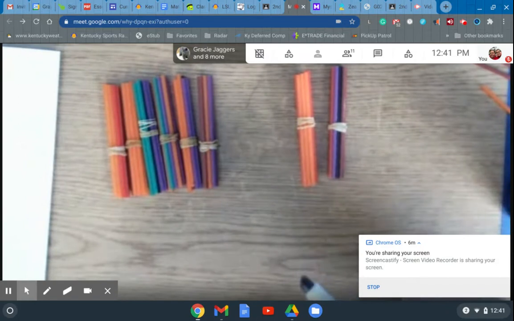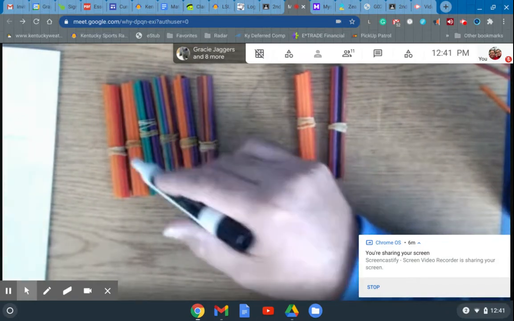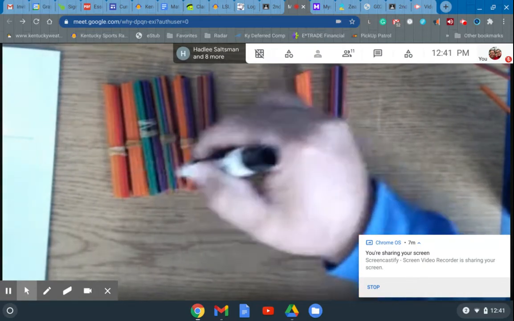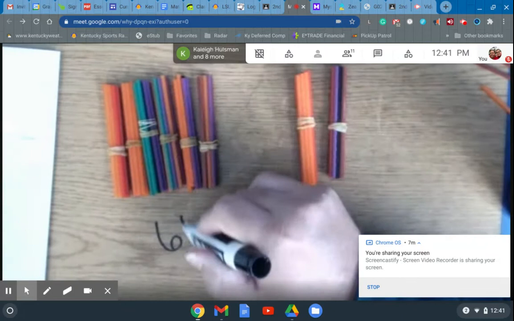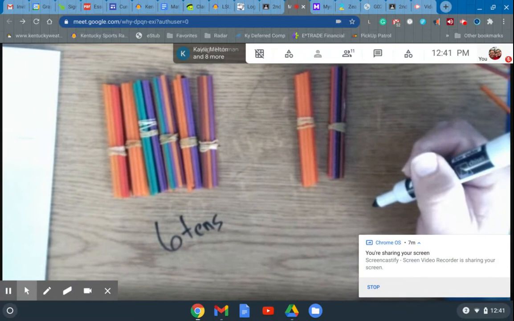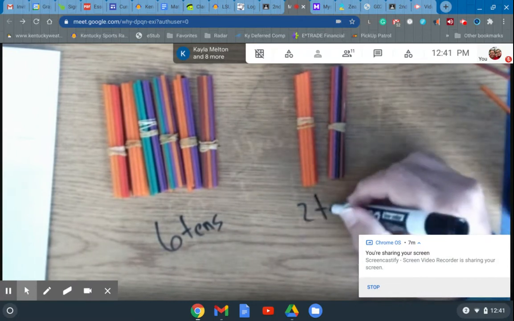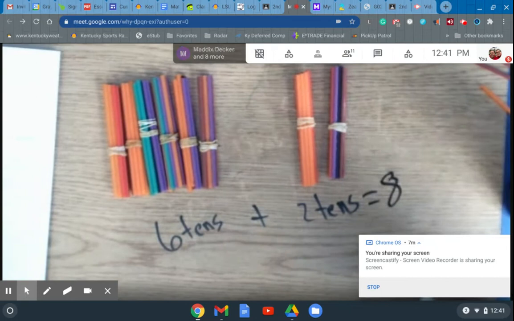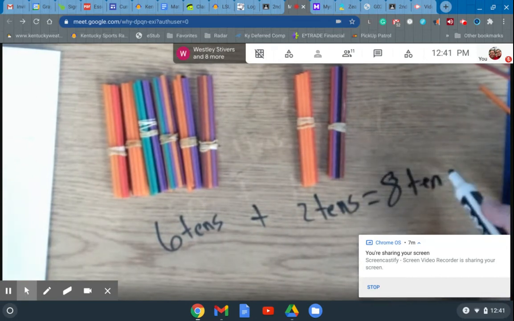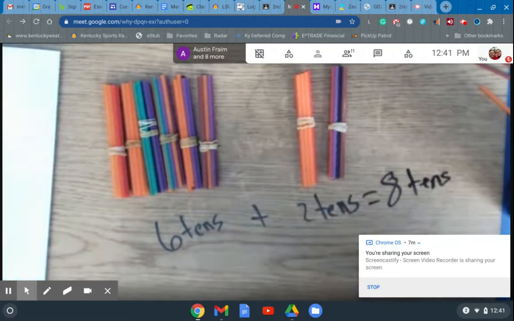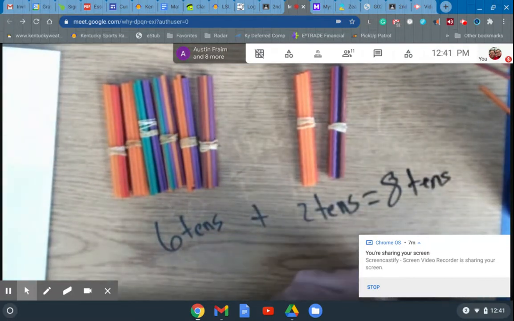Okay? So you were talking about what it looked like. So this looks like how much right here? 6 tens, right? Okay, and this looks like 2 tens. And if I put them together, we should know that 6 plus 2 gives me 8. And we're talking about tens, so I put this label of tens with it. Okay? And then he already kind of described or told us the number sentence.